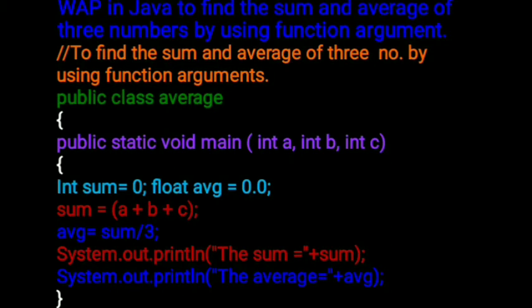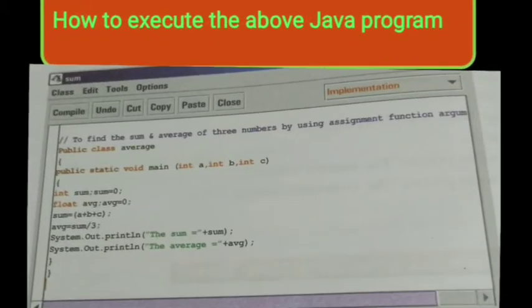System.out.println, the sum equals, where is it stored, in which variable? Sum. So plus sum. System.out.println, the average is equal to plus avg. Now what happens? We have to give the values during the runtime. So this is where we write the program.